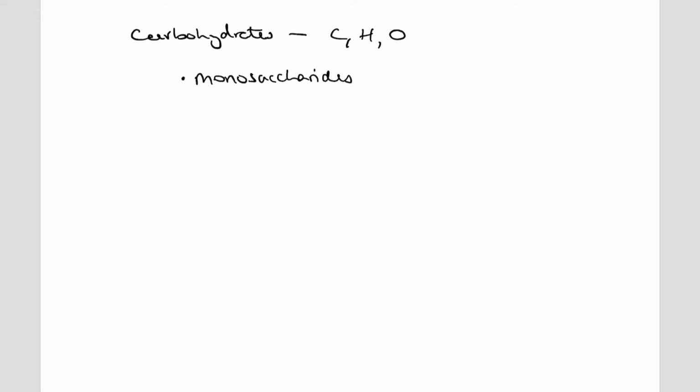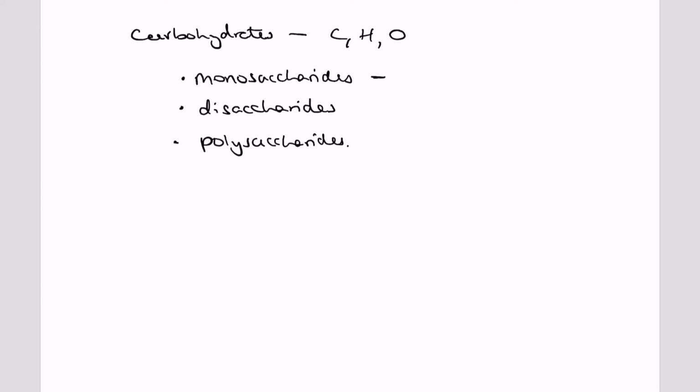So that brings me on to my next point. Carbohydrates are molecules that are made up of carbon, hydrogen, and oxygen, and the monomers of carbohydrates are called monosaccharides. The dimers of carbohydrates are called disaccharides, and the polymers of carbohydrates are known as polysaccharides.